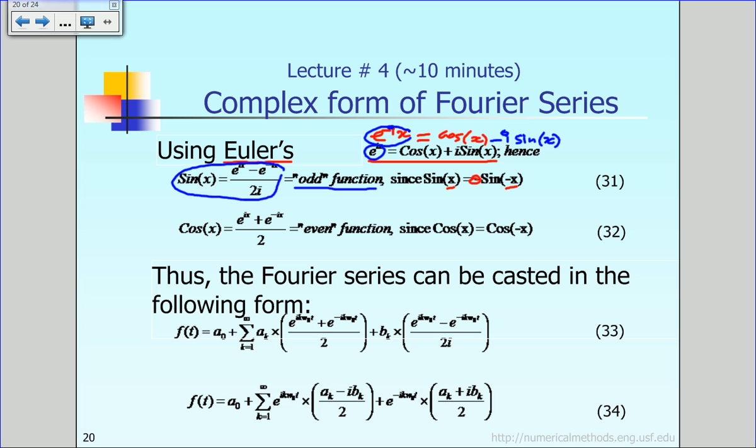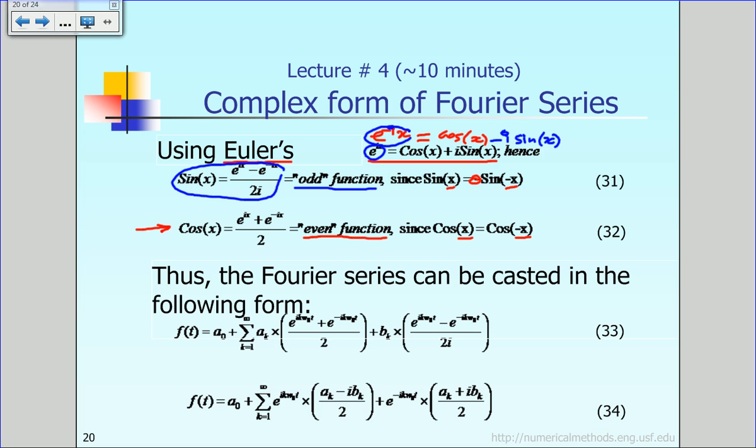And similarly, if you add e raised to the power ix to e to the power minus ix, then we will get a formula for cosine of x. And again, this cosine of x is an even function, because when we replace x with minus x, the function does not change the value. So, to summarize, we got equations 31 and 32 based on the Euler relationship.